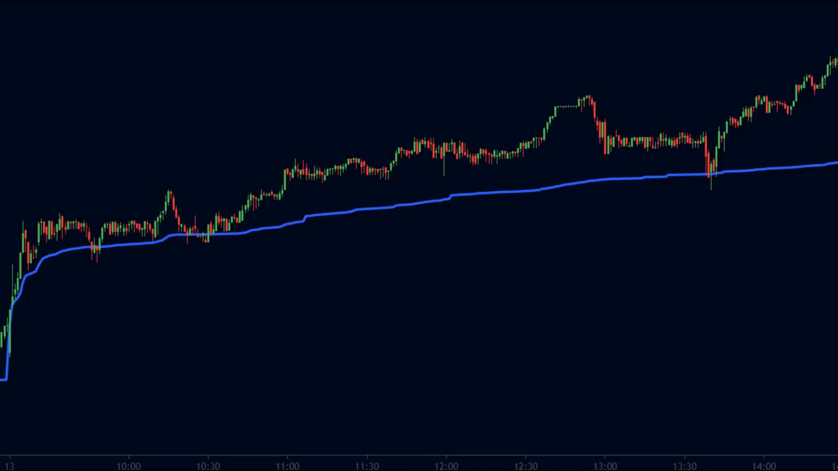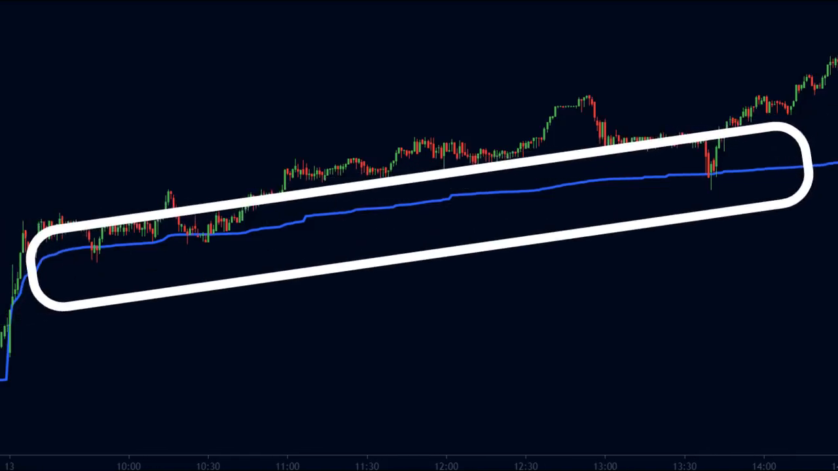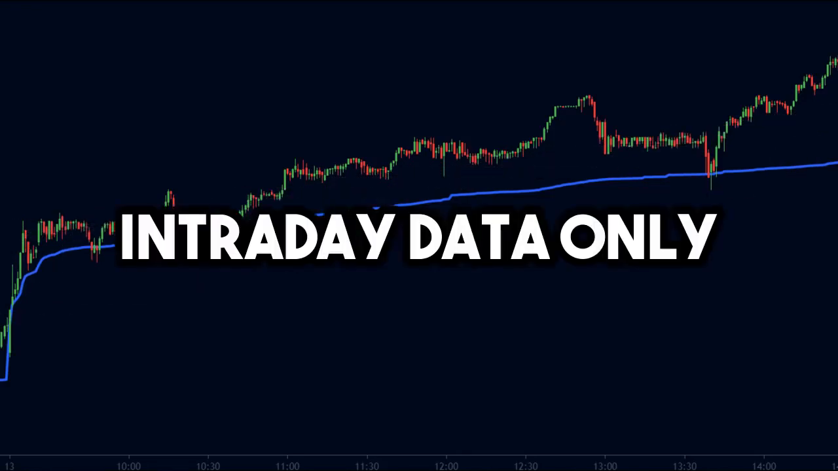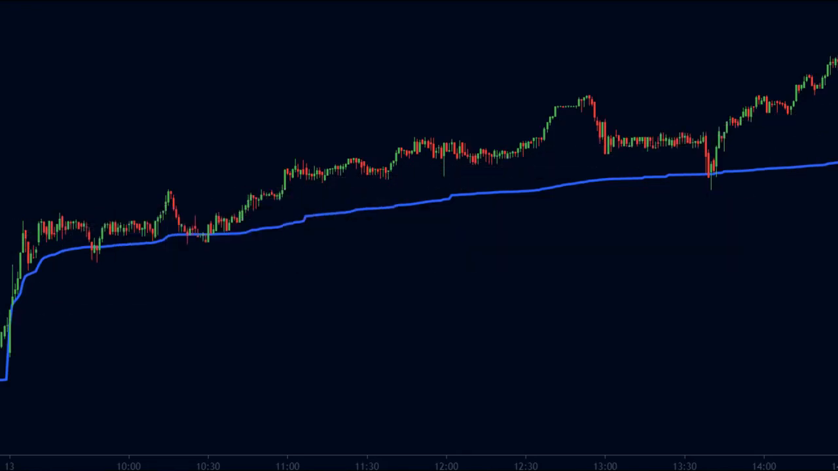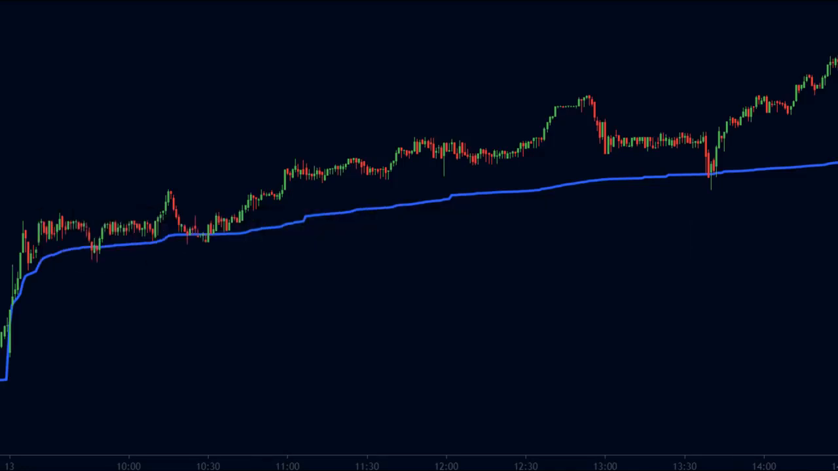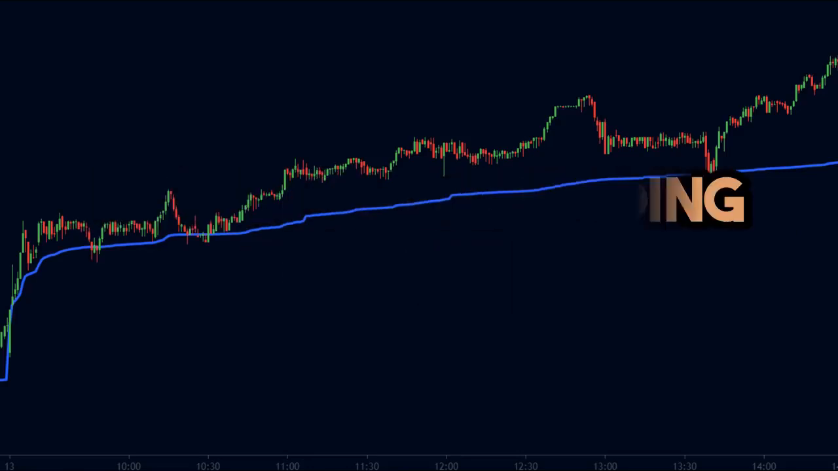The Vwap is calculated using the open of the price. Then it gets calculated in real time until the last candle of the day. The calculation uses intraday data only. Hence, Vwap is an intraday indicator only. But it can also be used in swing trading for entries.